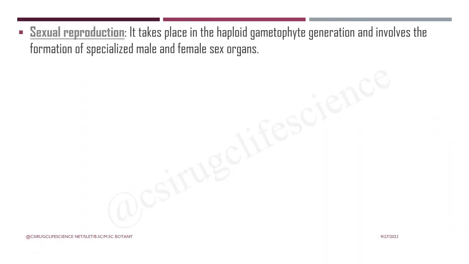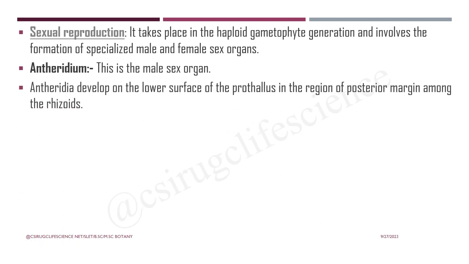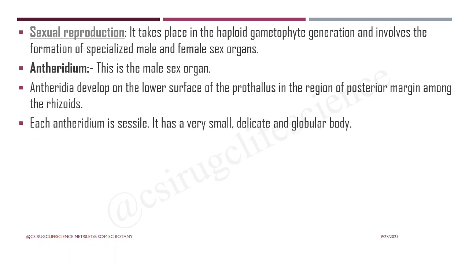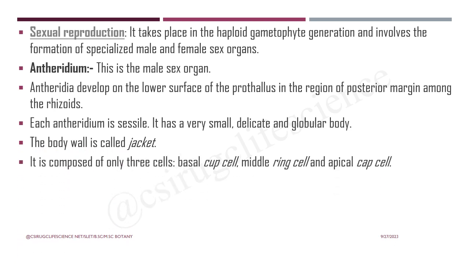So sexual reproduction takes place in the haploid gametophytic generation and involves the formation of specialized male and female sex organs. Antheridium is the male sex organ. Antheridia develop on the lower surface of the prothallus in the region of the posterior margin among the rhizoids. Each antheridium is sessile. It has a very small, delicate and globular body. The body wall is called the jacket. It is composed of only 3 cells: basal cup cell, middle ring cell and apical cap cell.